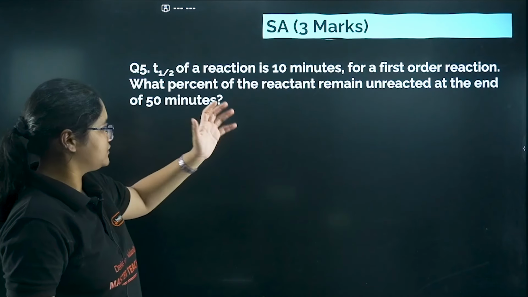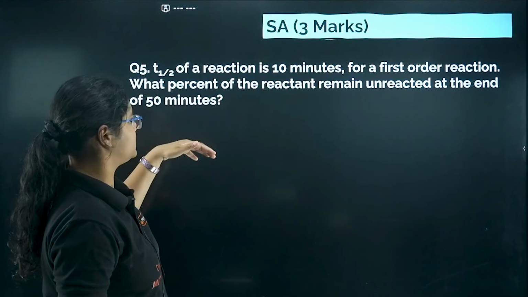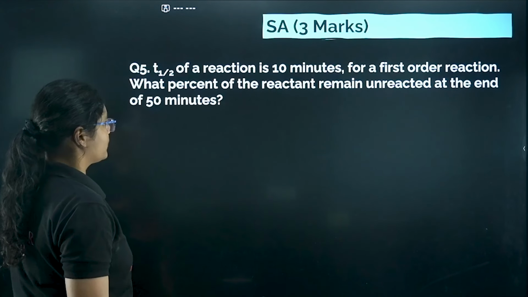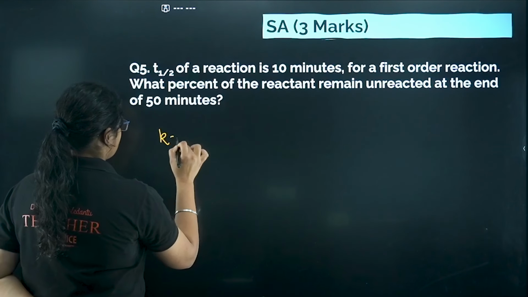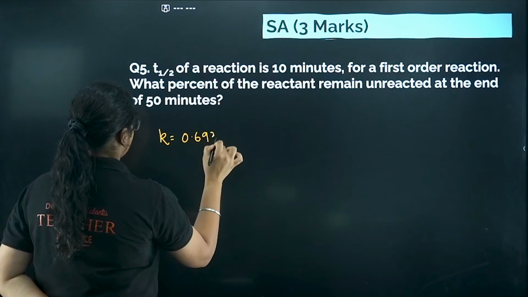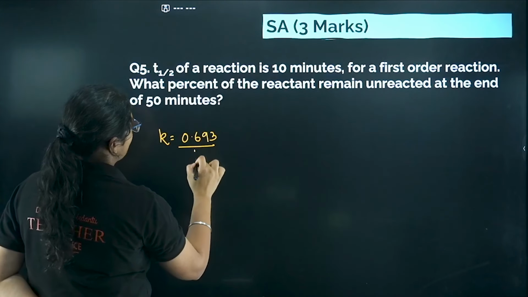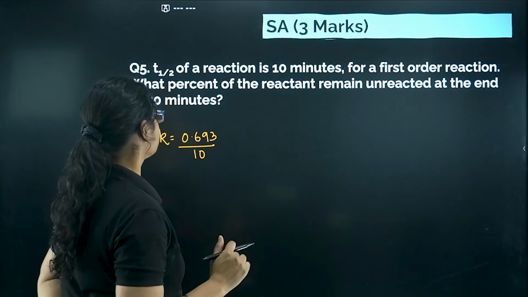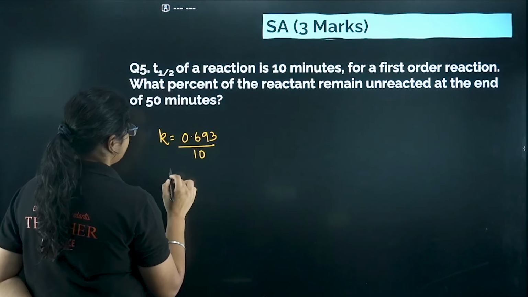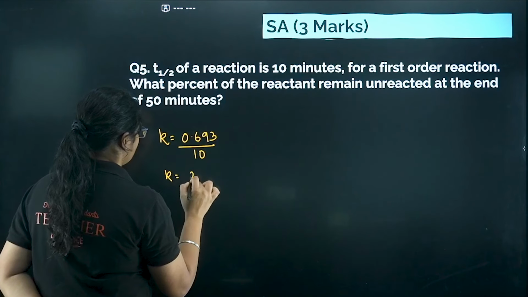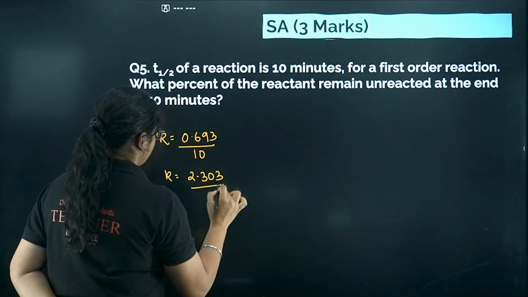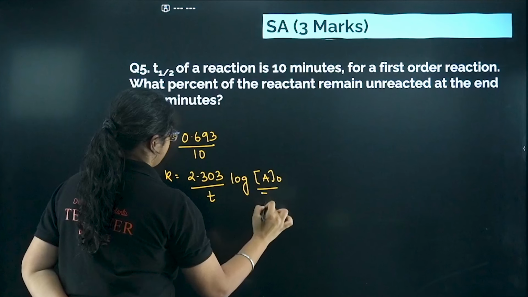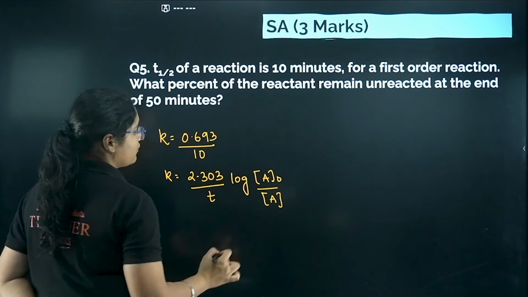Next, t half of a reaction is 10 minutes for a first order reaction. What percentage of the reactant remains unreacted at the end of 50 minutes? So let us first find the value of k here. It will be 0.693 by t half, which is your 10 minutes. Now we have k equal to 2.303 by t log of A naught by A. So you have to find this value of A here.